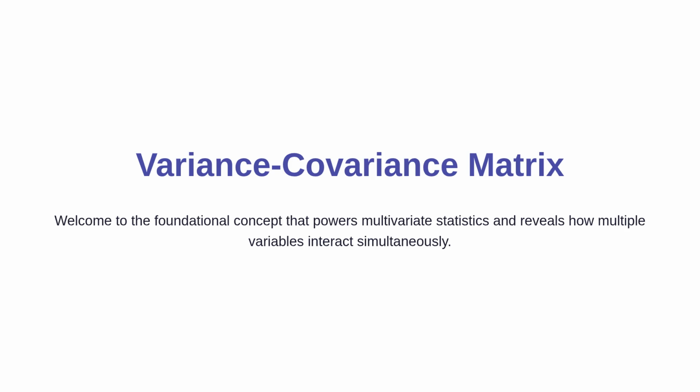Welcome to this lecture on multivariate analysis. Today we are going to explore one of the most important structures in statistics, the variance-covariance matrix. If you have ever wondered how data scientists understand the complex, hidden relationships between dozens of variables all at once, this is their secret weapon. We will build this concept from the ground up, so do not worry if it sounds intimidating right now.